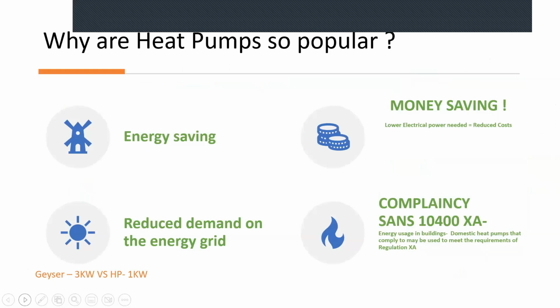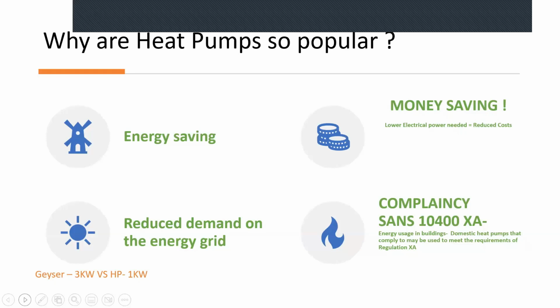So why are heat pumps so popular? Well, let's have a look at those main headings. They're energy savings, money savings, they reduce the demand on the energy grid. Compliance to SANS 10400 XA is also one of those driving factors. As I mentioned, a heat pump can heat the same amount of water, but with less energy. Some heat pumps use just a third or a quarter of the electricity required by an electrical geyser. I believe that is a huge energy saving.